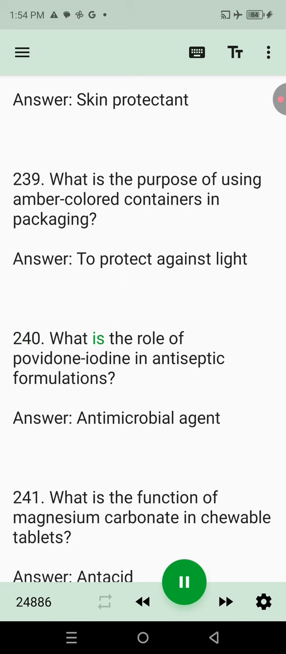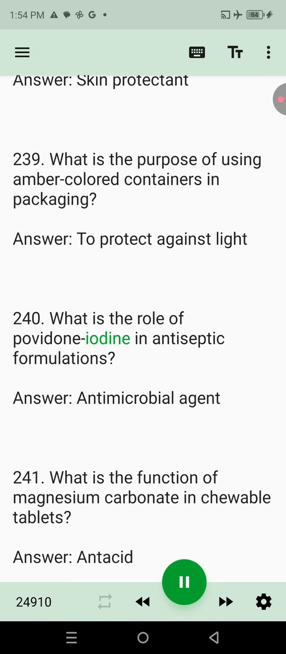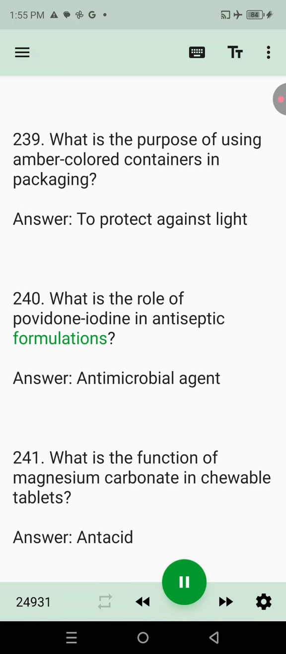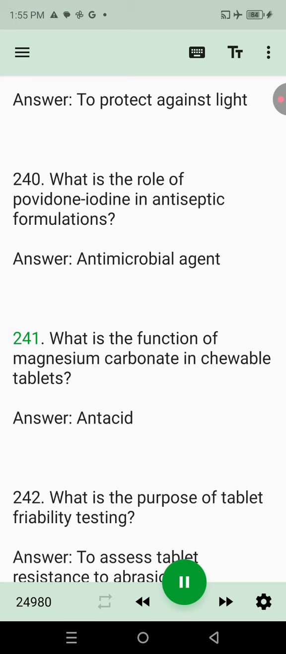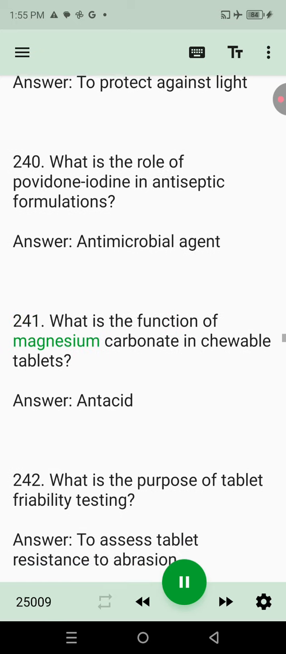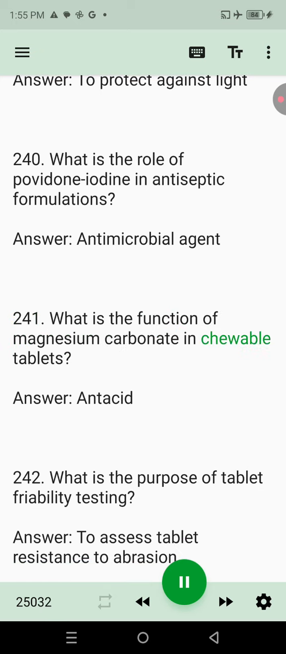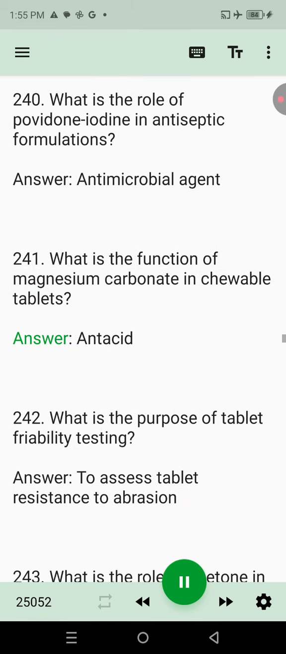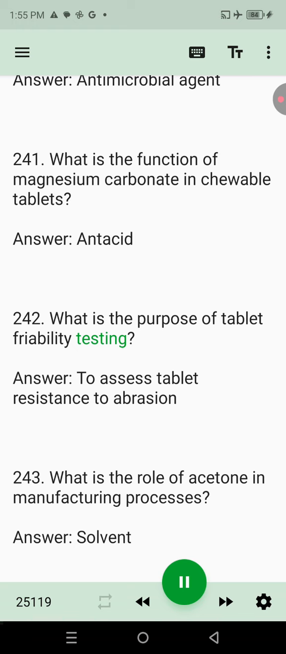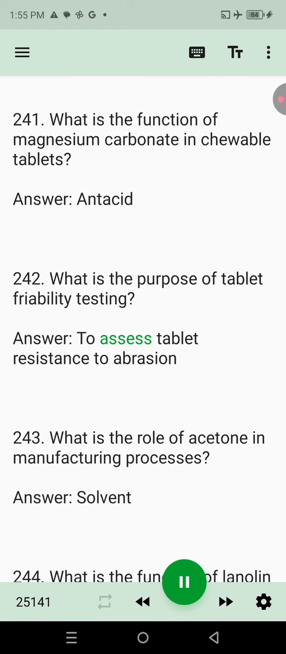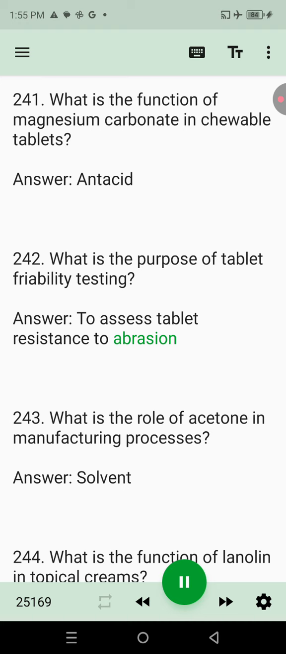240. What is the role of povidone iodine in antiseptic formulations? Answer: antimicrobial agent. 241. What is the function of magnesium carbonate in chewable tablets? Answer: antacid. 242. What is the purpose of tablet friability testing? Answer: to assess tablet resistance to abrasion.